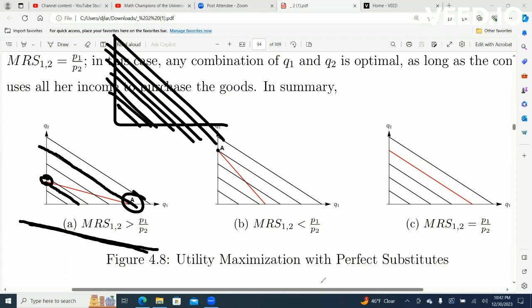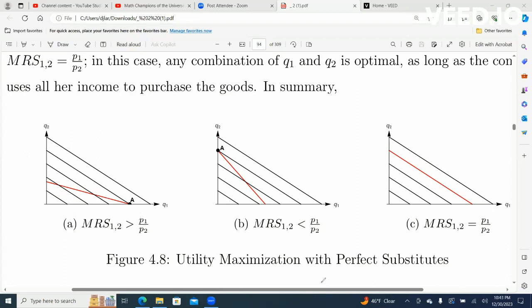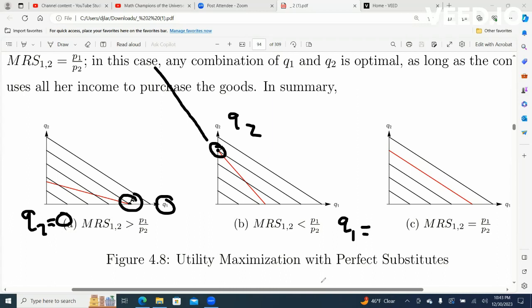Yeah. So if the budget line has a gentler slope, we always want to take it right here, where we only care about Q1 and Q2 is 0. On the other hand, if the budget line is steeper, then we only care about this here, where we care about Q2 and Q1 equals 0. And you get those 2 cases. That's what you get. I don't know how much it really has to do with real life.